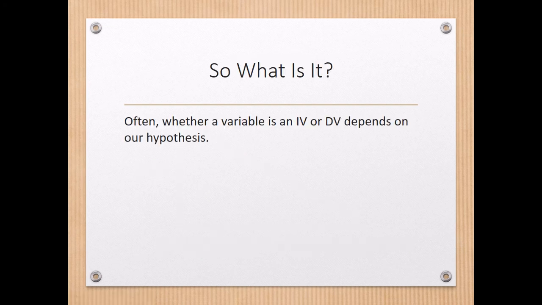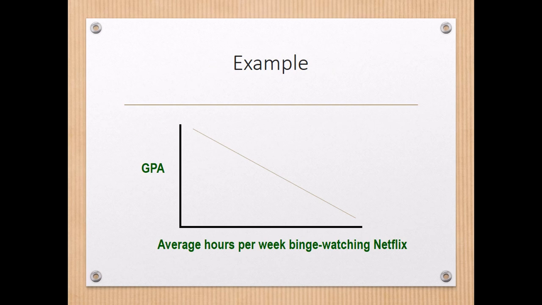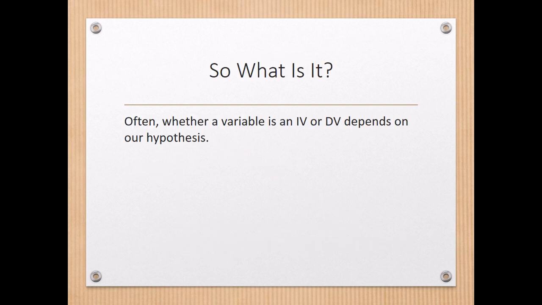So often whether a variable is an independent variable or a dependent variable will depend on our hypothesis. In the last example, I hypothesized that binge watching Netflix would adversely affect GPA. But it could be the other way around, that if I have a low GPA, my depression leads me to binge watch Netflix. So there could be a causal direction in the other way, but I don't think so in this case. But as the researcher, you are allowed to specify your hypothesis, where you think the direction is.